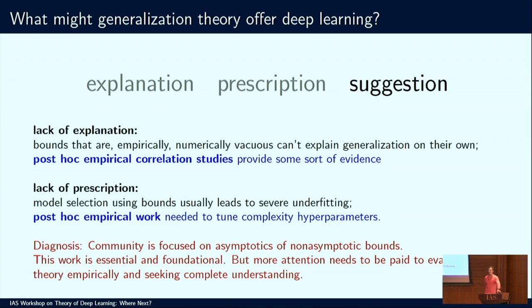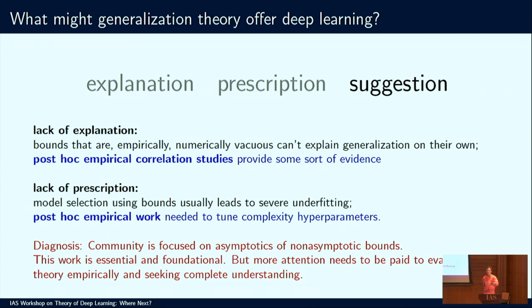So you might ask, why is this the state of things? First of all, I'll say that there is an enormous amount of work here that forms the foundations of anything that's done, and that work is essential. So I'm really just criticizing the leap from saying, here's a bound, to saying this explains what's going on. There's fundamental math being done, but we are still far from explaining.